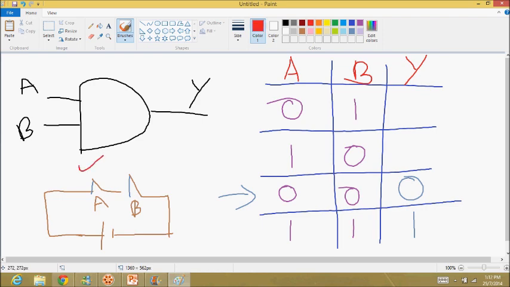Now, suppose only one of the switches is open while one is closed. So, A is open and B is closed, or the other way around. It doesn't really make a difference. So what will happen if even one of the switches is open is that there will be no closed path for the current to flow in. And the output will hence be 0 in both the cases. So there you can see we have the truth table for the AND gate.